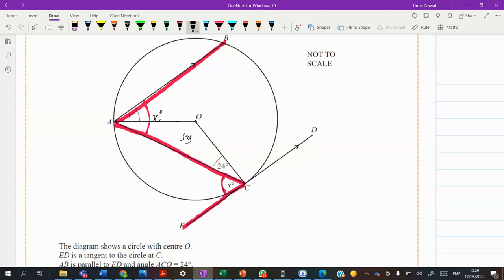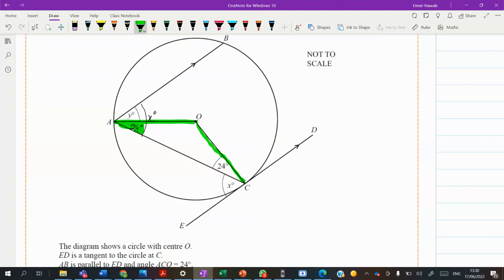Okay. Now, next property, and this total angle is X. And this is 24. The reason is OAC is an isosceles triangle. OA is equal to OC. Both are radius, equal to the radius of the circle. So this is 24, guys.